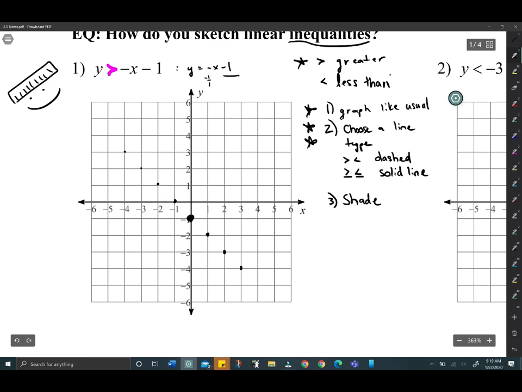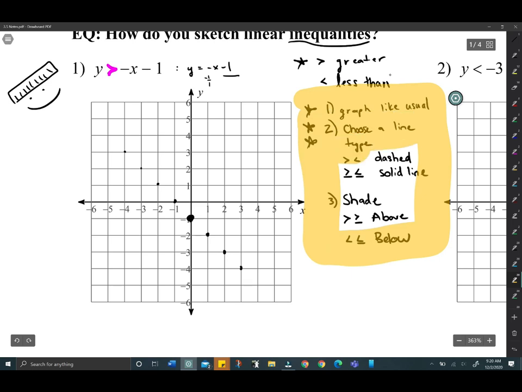If it is greater than, you're going to shade above the line. If it's less than, you're going to shade below the line. I will show you all those, so definitely have this stuff as we move forward through this lesson.